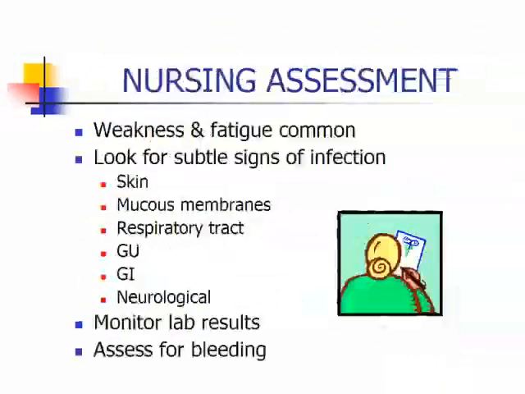Your nursing assessments, you're going to assess for weakness and fatigue. Those are the most common symptoms. You're going to look for subtle signs of infection in their skin, mucous membranes, respiratory tract, GU and GI tract, their neurological system. You want to closely assess their lab results and assess for any bleeding that they might have.